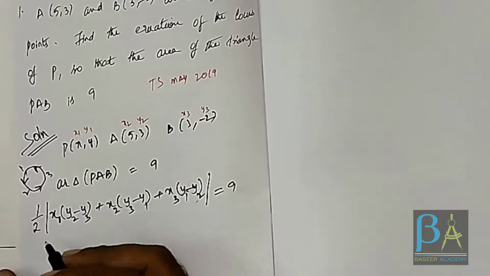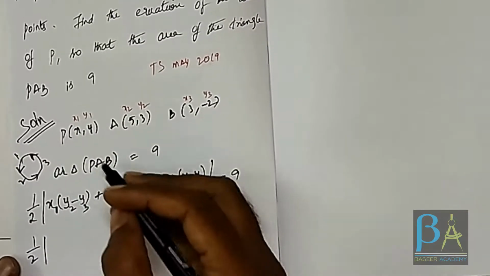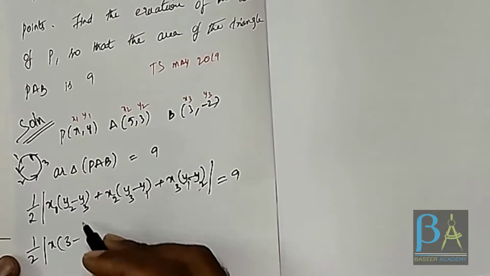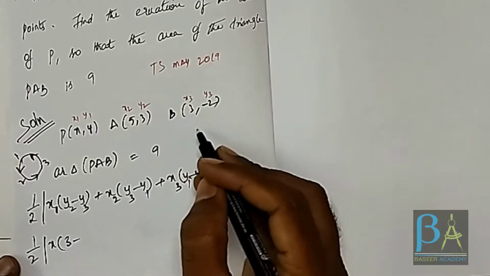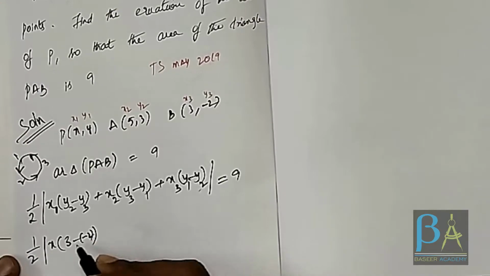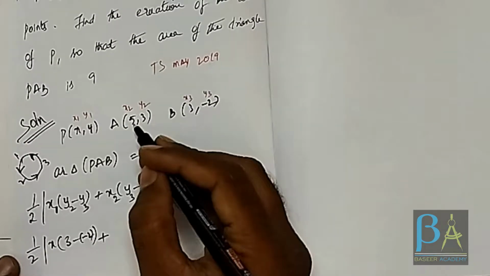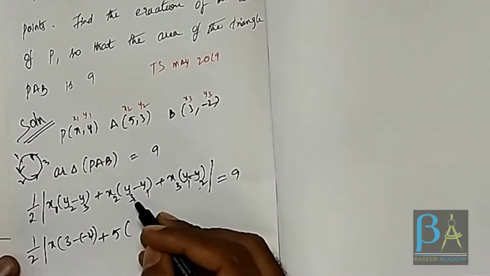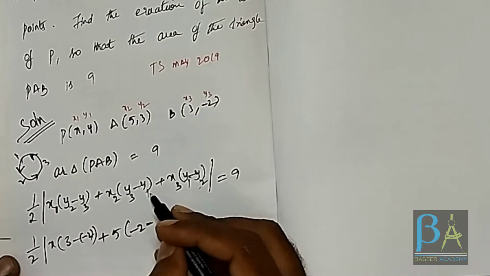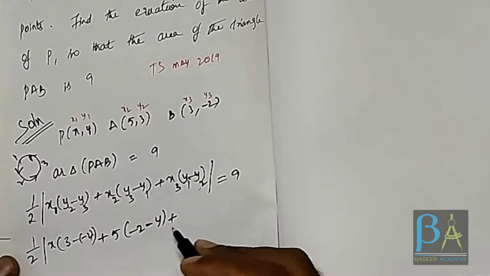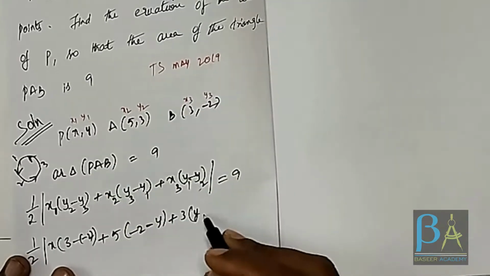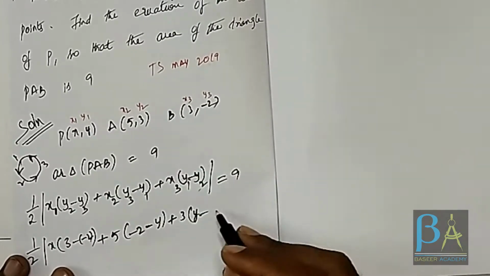So this would become half mod. In place of x1 I'm going to write x here. In place of y2 I'm going to write 3. Keep the sign, and then in place of y3 I'm going to write minus 2. Since I have two minus signs very close to each other, let me separate them by using a bracket here. In place of x2 let us write 5. y3 is minus 2. Keep the minus sign here from the formula, and then in place of y1 let us write y. In place of x3 let us write 3. In place of y1 let us write y. In place of y2 let us write 3.